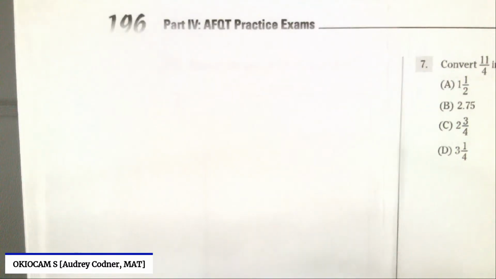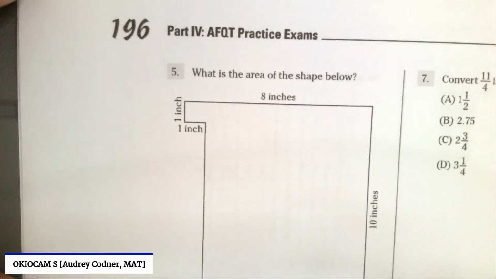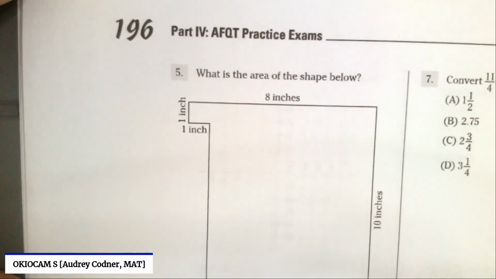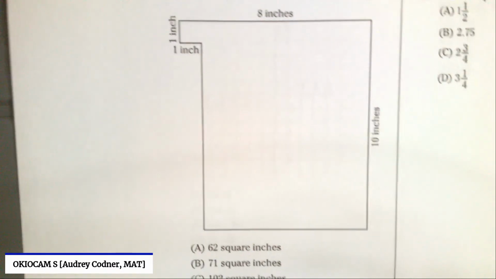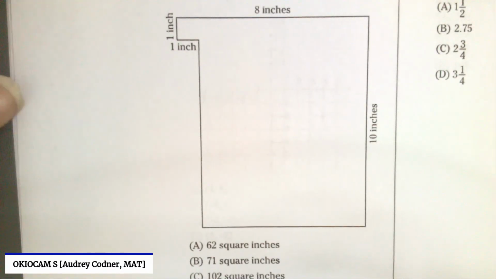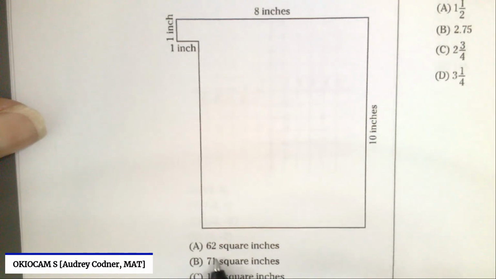All right, angel number 222. Here we go. All right, number 5. What is the area of the shape below? Okay, what is the area of the shape below? So we can tackle it. I'm going to have to raise it up like this. Okay, so yes, there are answer choices. So I see 62 square inches, 71 square inches, 102 square inches, or 19 square inches.